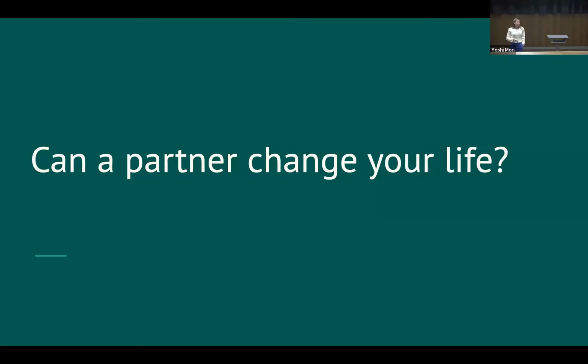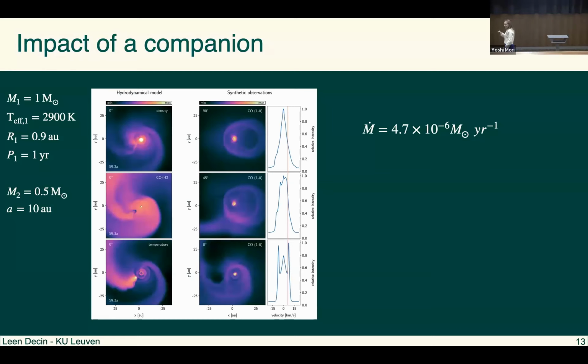And then the question, can a partner change your life? Yes, it can. Is it dramatic? I'll leave it to you. This is one of the simulations, the same one I'm just showing you. If we set everything up as well as possible ab initio, we get the mass loss rate out. We have there a mass loss rate around 4 times 10 to the minus 6 solar masses a year.